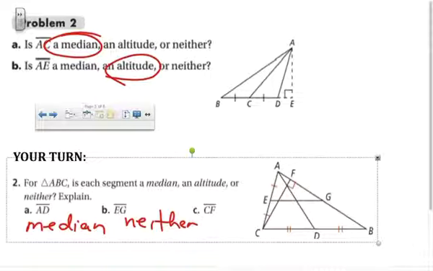Statement C is asking us about CF. Notice that it's coming from vertex C and is perpendicular to the opposite side. This is an altitude. I have one additional problem that I want to work with you on the back of our notes.